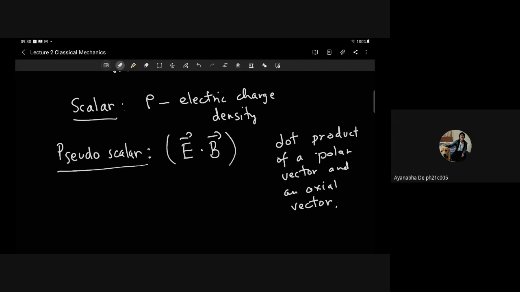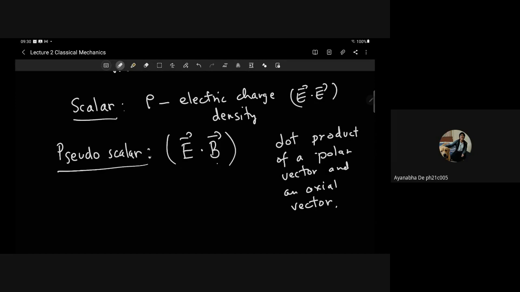If it is invariant, then it is a scalar, and if it changes sign, then it is a pseudo vector. Exactly. So here we can see that E changes sign, B doesn't. So E dot B will jump. But E dot E, for instance, that would be a scalar.